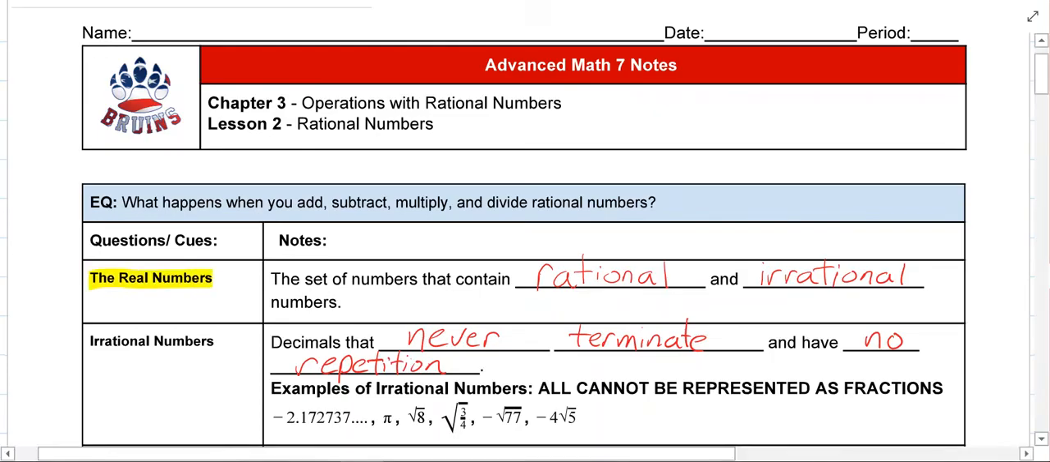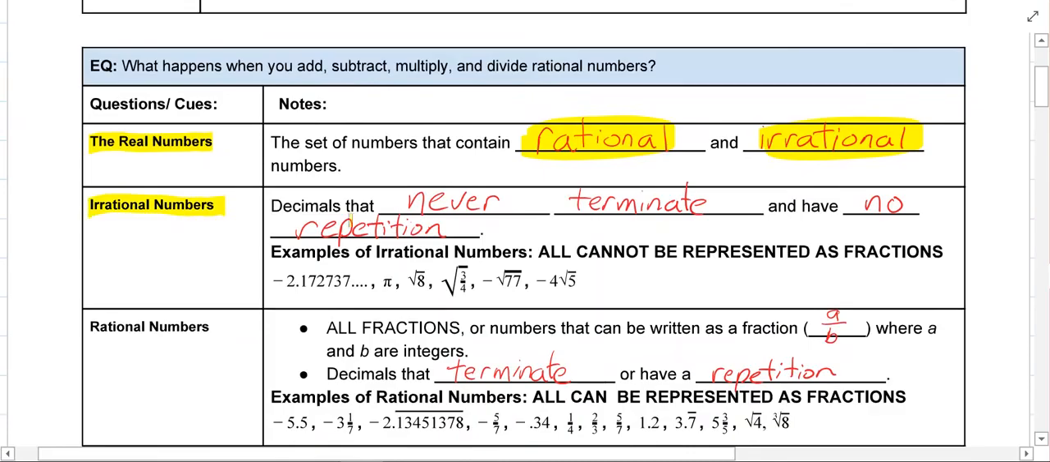First, we're going to talk about the real numbers. Now, this is a whole system of numbers, so we want to make sure you understand all the pieces. What are the real numbers? It's a set of numbers that contain rational numbers and irrational numbers. Those are going to come up a lot, and you're going to have to know what those mean. Let's talk about irrational numbers first.